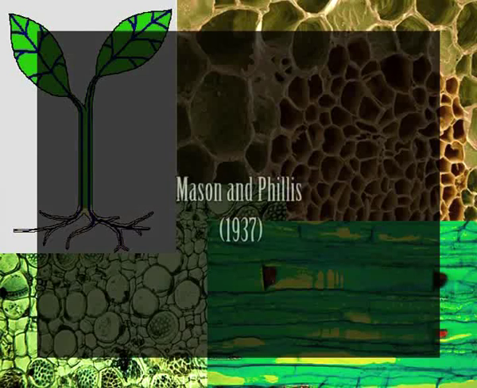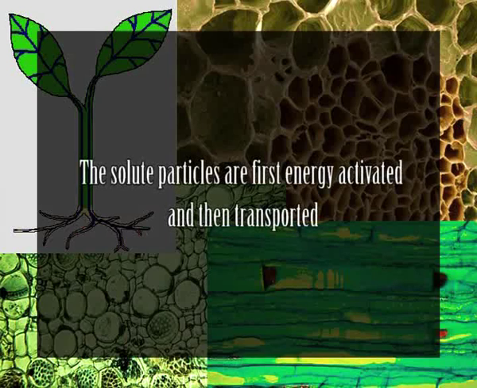Now, activated diffusion hypothesis. Mason and Phillips in 1937 modified the concept of diffusion hypothesis and proposed the activated diffusion hypothesis. According to this concept, the solute particles are first energy activated and then transported. This hypothesis justified a faster rate of translocation but was lacking experimental evidence.